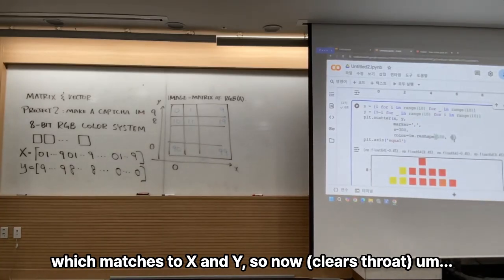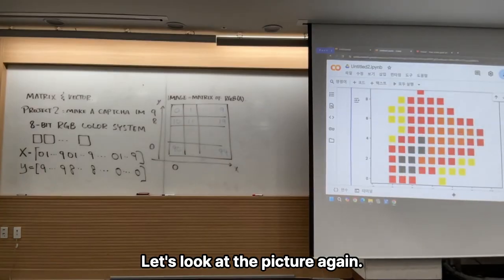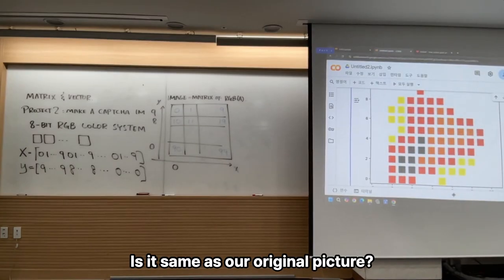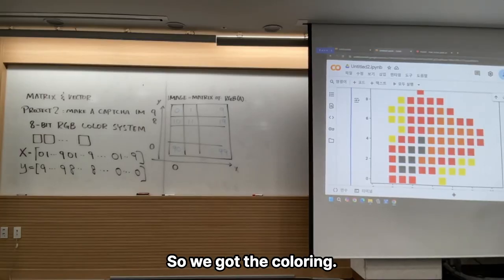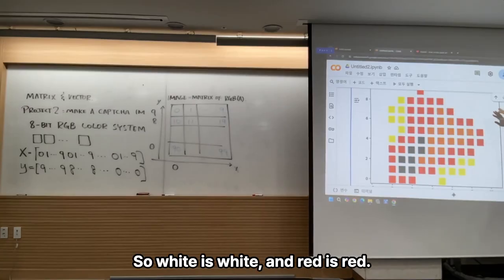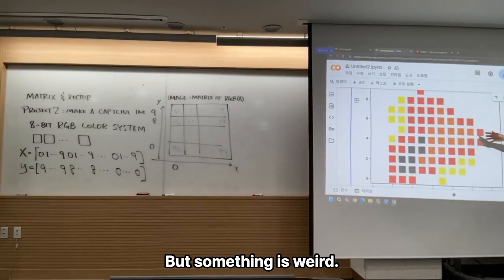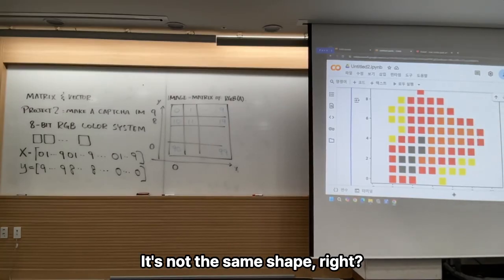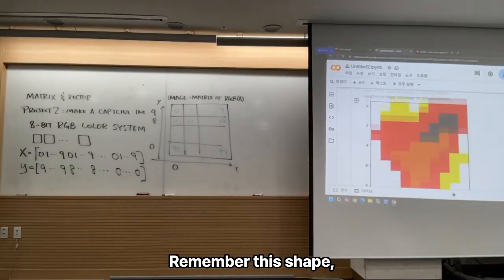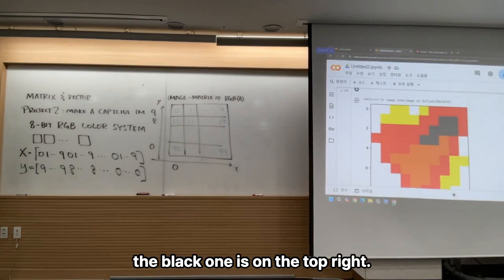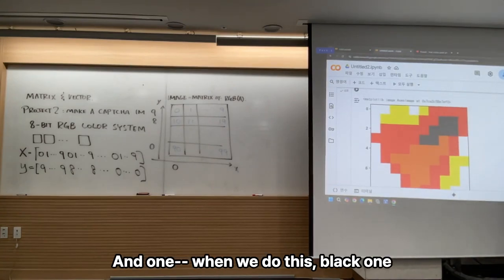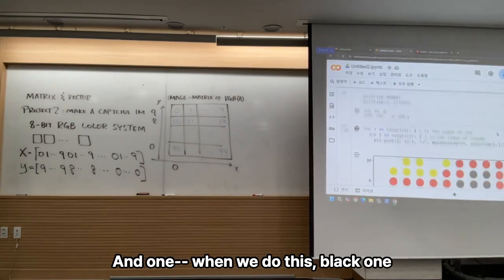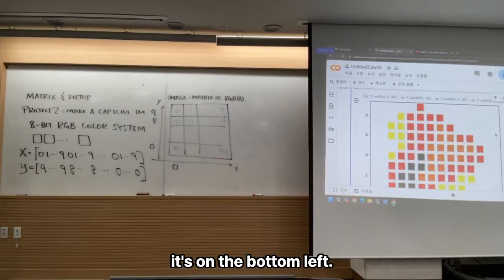So now let's look at the picture again. Is it the same as our original picture? We got the coloring, I mean, we got the sets of colors right. The white is white and red is red, but something is weird. It's not the same shape, right? Remember this shape, the black one is on the top right, and when we do this, the black one is not on the top right, it's on the bottom left.